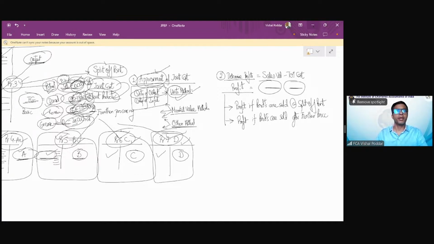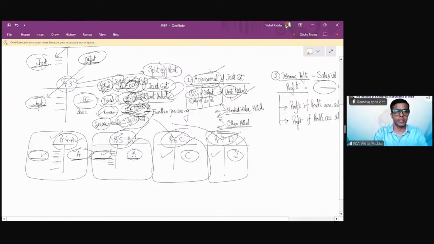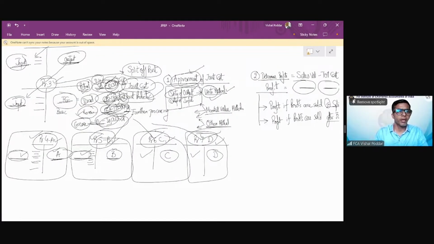So profits can be computed at two stages: at split off point if sales is happening, or after further processing if sales is happening. Now somebody will ask me, sir, what is this? See, understand this. In my example, process 3 was your split off point. That is, it was a point where your finished goods is now identified as different products, which may be either the ABCD chips or petrol, diesel, kerosene, etc.